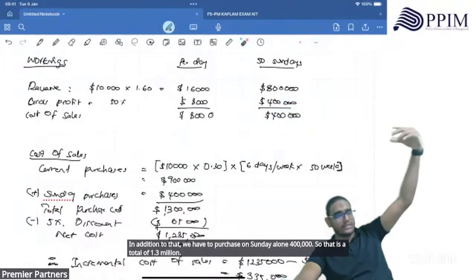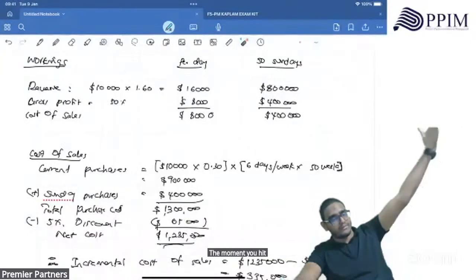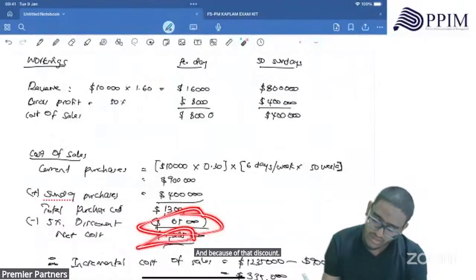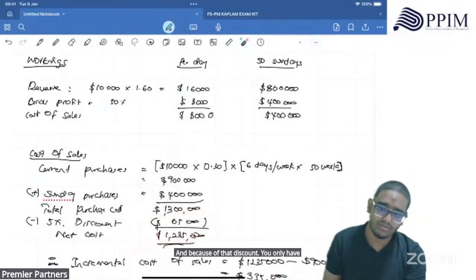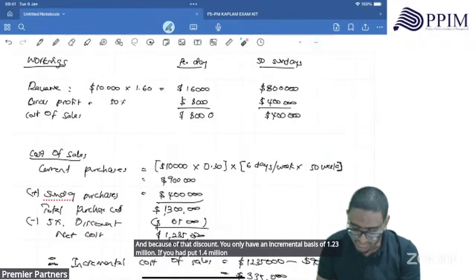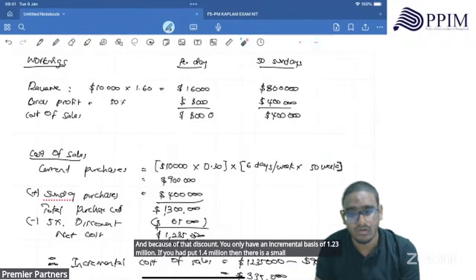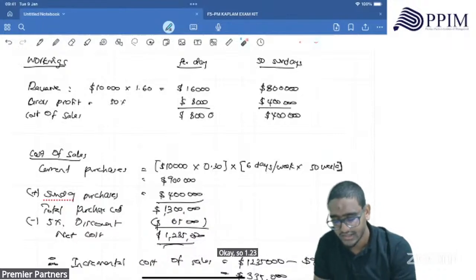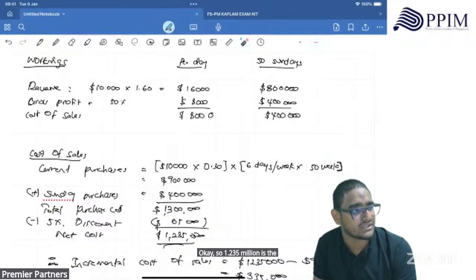The moment you hit the 1 million mark, you get a 5% discount. And because of that discount, you only have an incremental purchase of 1.23 million. If you had put 1.4 million, then there is a small issue. Your answer will be wrong. Okay, so 1.235 million is the incremental purchase. Are we okay? Ashwa, Gayatri, Salma, and Suhaib?